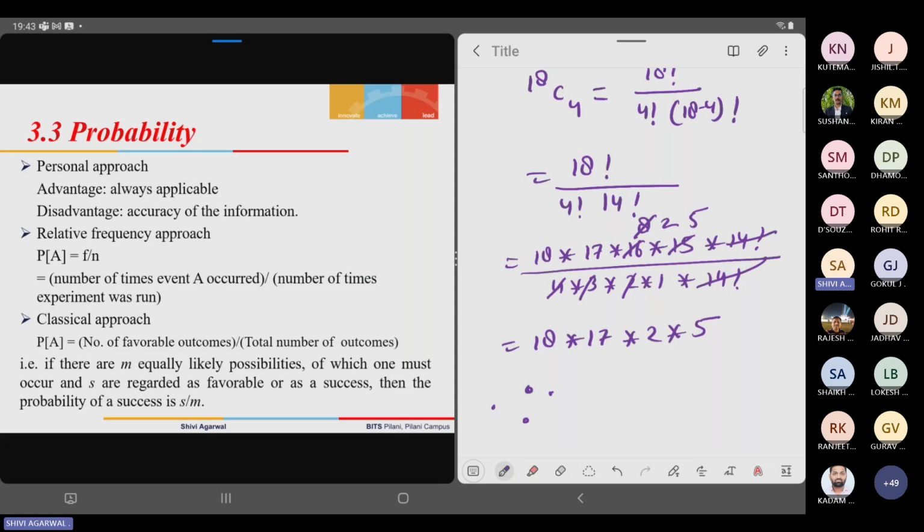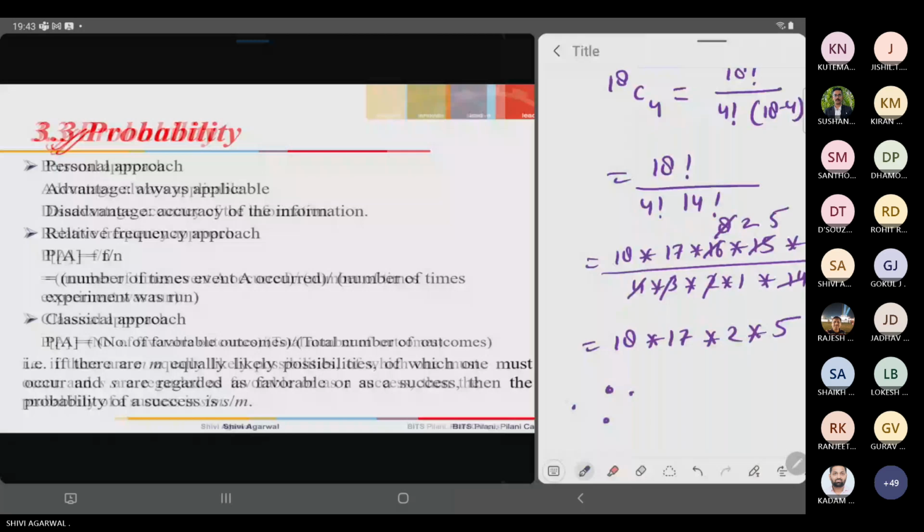Now, section 3.3, that is the probability. How can we calculate the probability? There are three ways which we are discussing here about the probability. First is the personal approach. Personal approach means there is no authentication. Are the slides visible?